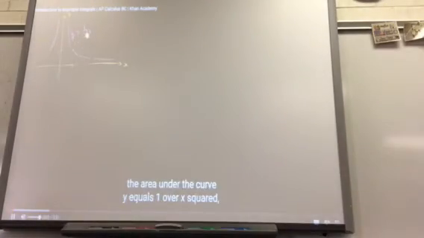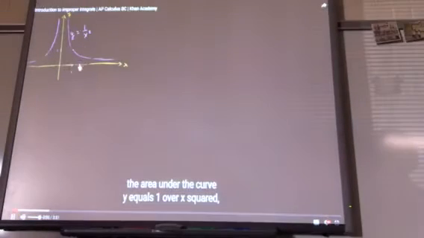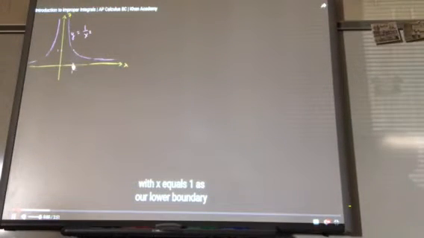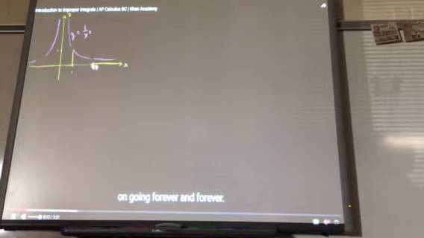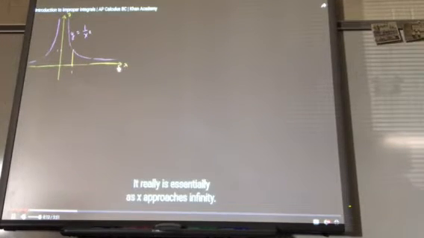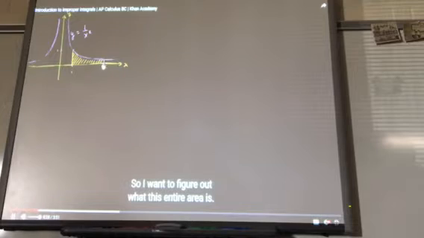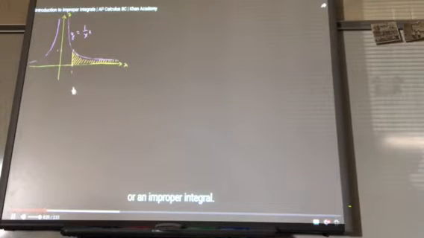Figure out the area under the curve y equals 1 over x squared, with x equals 1 as our lower boundary and no upper boundary. It just keeps on going forever and forever, essentially as x approaches infinity. So I want to figure out what this entire area is. And one way that we can denote that is with an improper definite integral, or an improper integral.